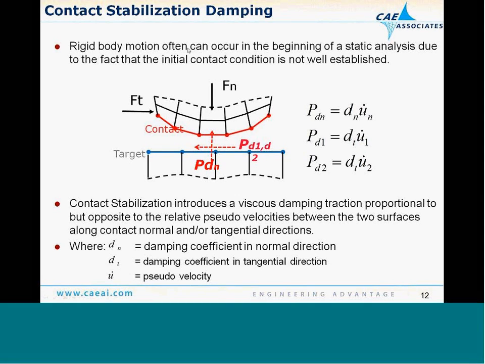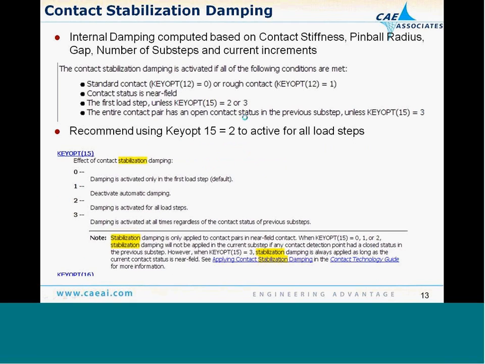Here is what this contact stabilization damping does. It actually puts in a damper both in the normal direction and the tangential direction. The damper is a function of pressure over velocity, where the velocity is a pseudo-velocity, because this is generally used for static analysis. So it's allowing ANSYS to eliminate this ping-pong type action, or one part running through the other part. The internal damping value is computed based on the contact stiffness, the pinball radius, and the number of steps, and you can control that internally by ANSYS.